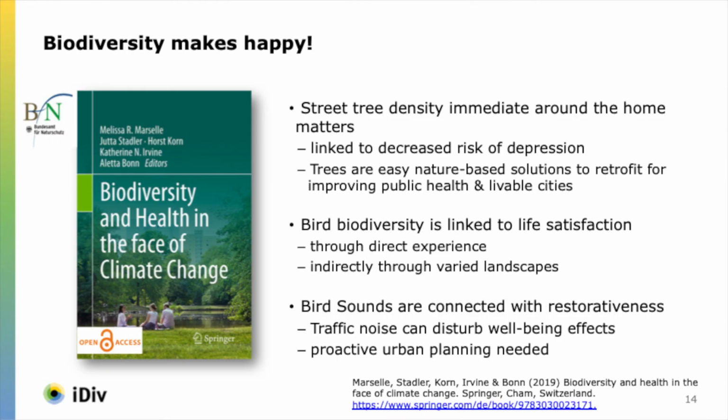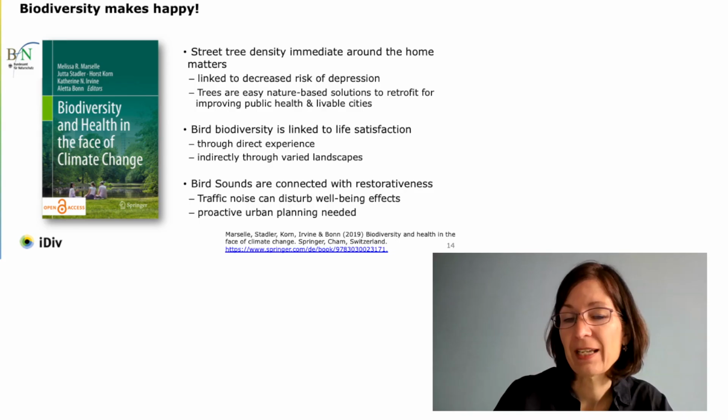So in conclusion, I hope I could show you a few examples of why biodiversity makes happy. So street tree density immediately around the home mattered and was linked to decreased risk of antidepressant prescriptions. And thereby street trees are an easy nature-based solution for cities to retrofit for improving public health and creating livable cities.